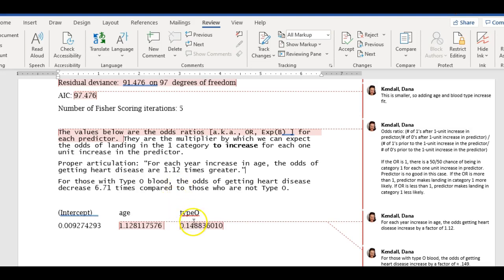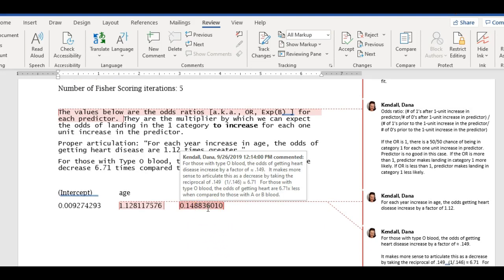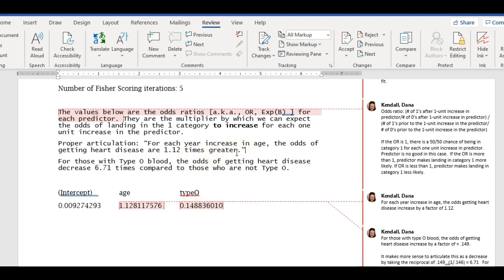However, for this one, if we're going to go by this logic, let me think about this. For people with type O blood, the odds of getting heart disease are 0.148 times greater, which doesn't make sense because it's less than 1. It's a decrease in the odds. I hope that makes sense. So if you say 0.14 times greater, you're really talking about a decrease, not an increase.